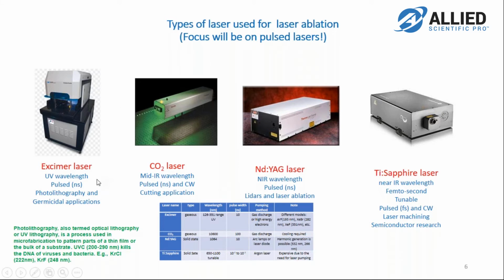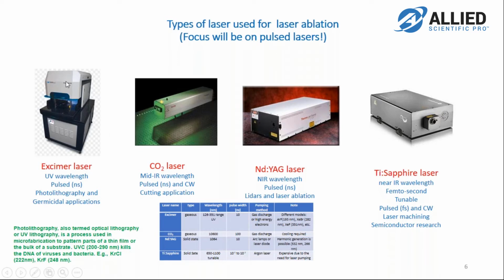So when we talk about the UV lasers, these excimer lasers are pretty slow rep rate, maybe up to 20 hertz, and they're quite expensive. But the advantage of using a UV laser is that it's good for certain applications such as UV lithography, which is using microfabrication to pattern parts of a thin film. And also the UVC radiation, which is from 200 to 290 nanometer, is good for killing bacteria and viruses. So it would destroy the DNA of bacteria and viruses.